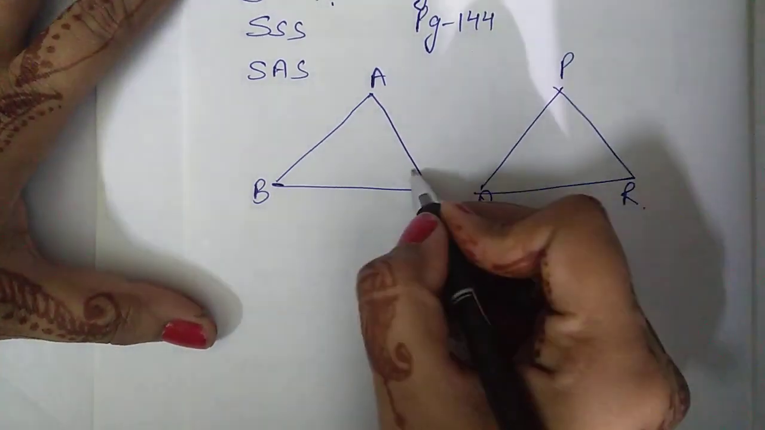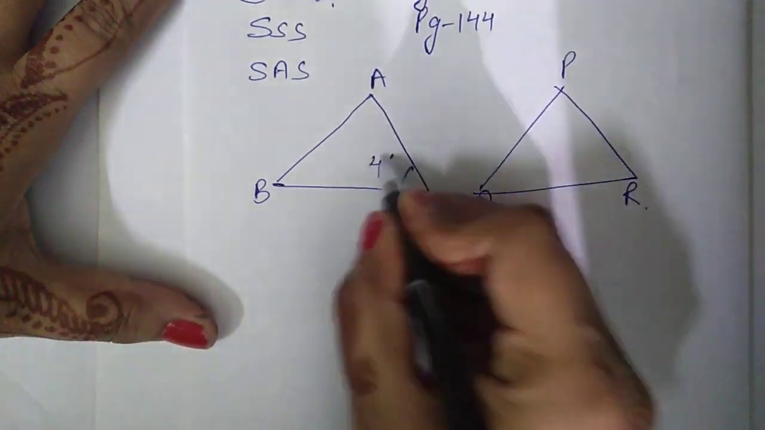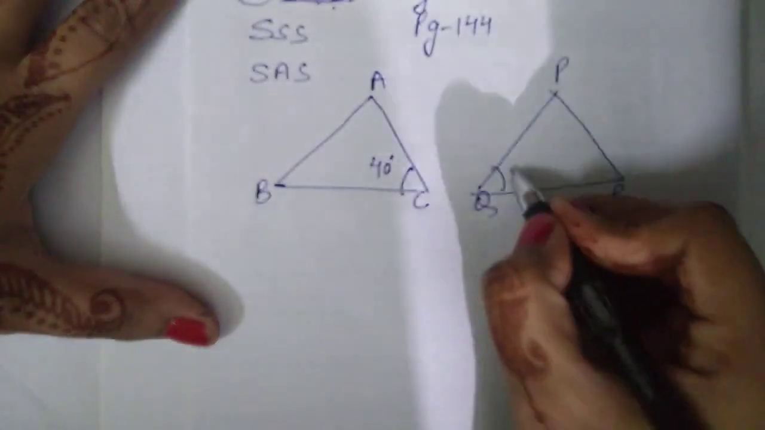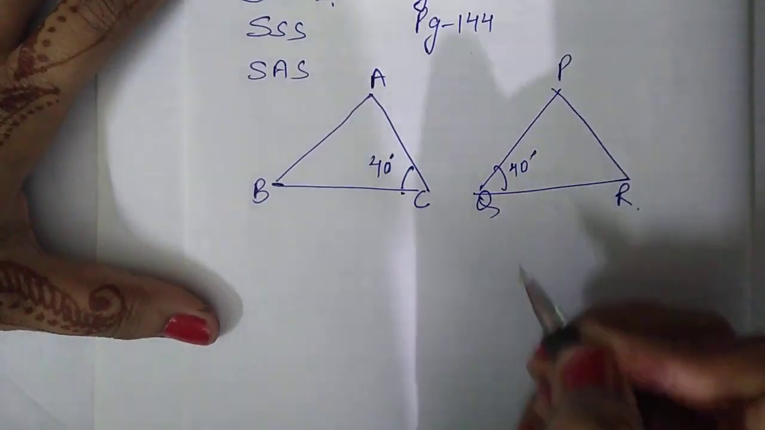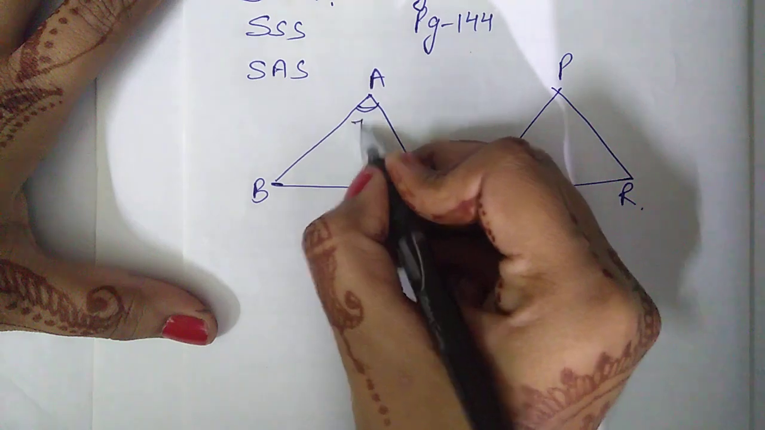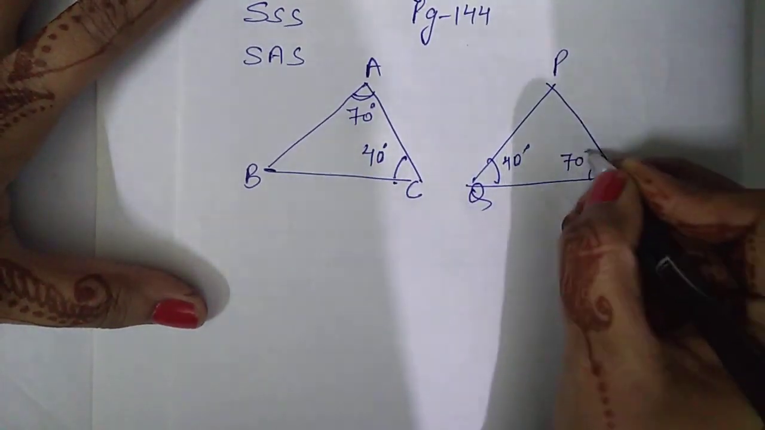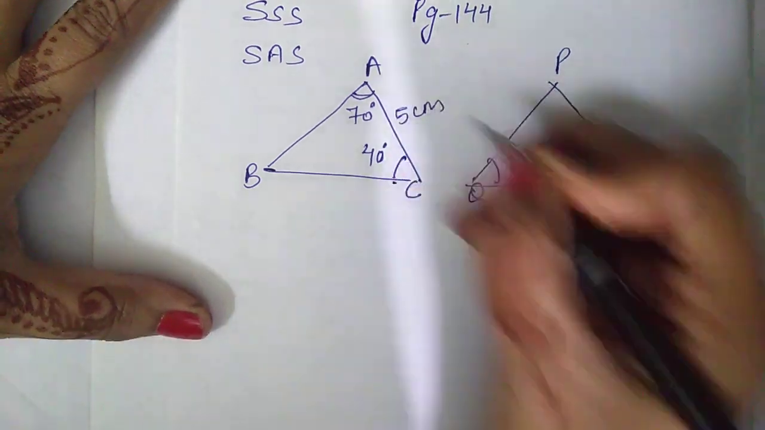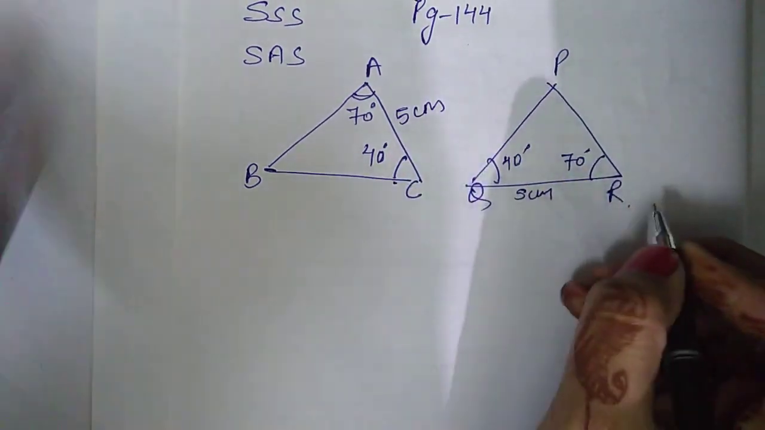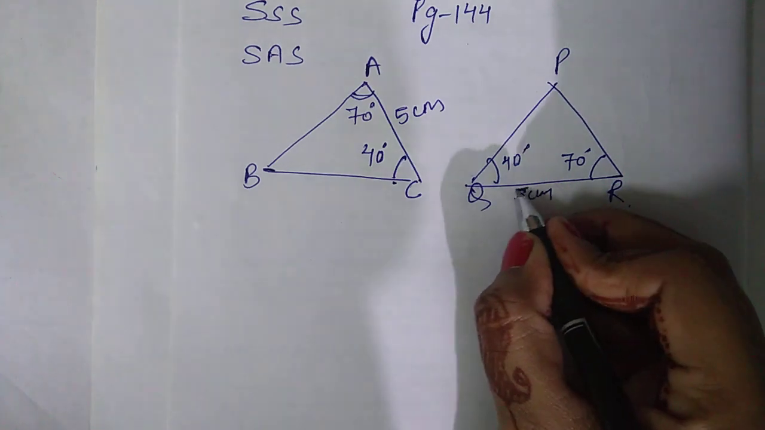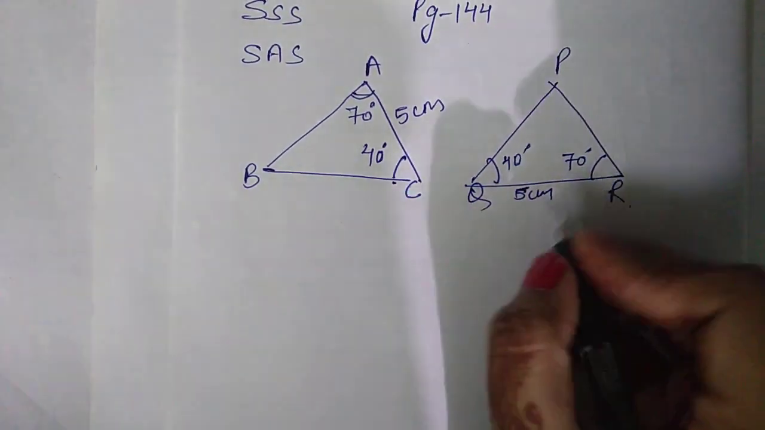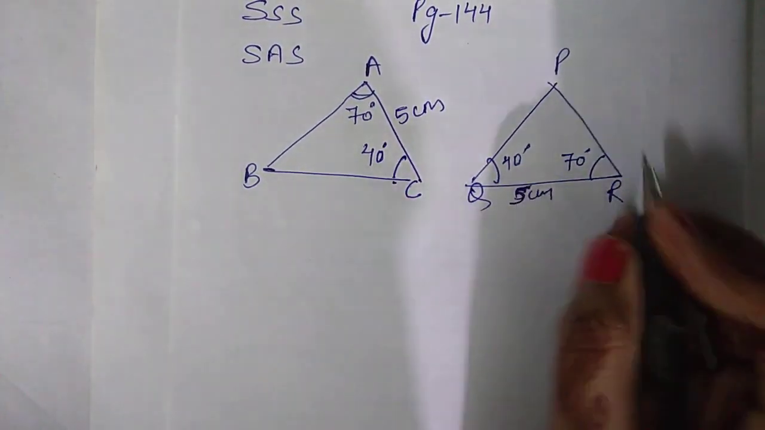and let this angle be 40 degrees, and take this angle as 40 degrees. Okay, now let it be 70 degrees, and here I am taking this as 70 degrees, and this be 5 centimeters, and this is also 5 centimeters. Here I am just explaining. I have two triangles, the measurements are indicated.